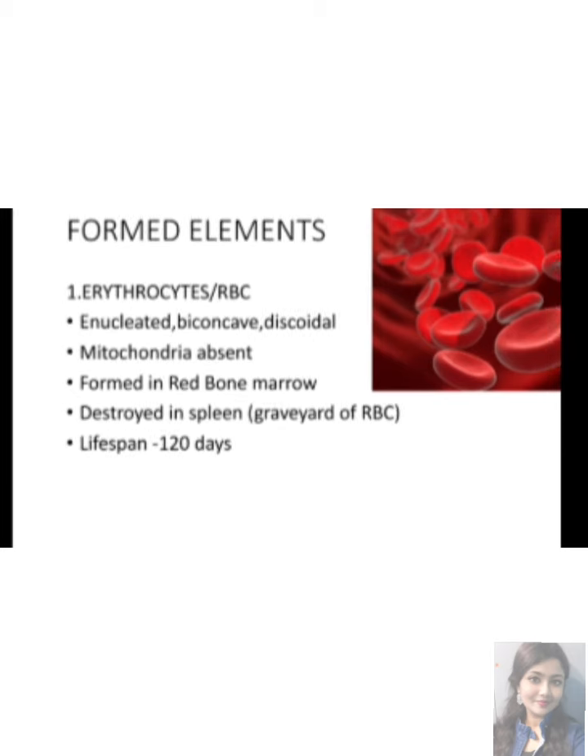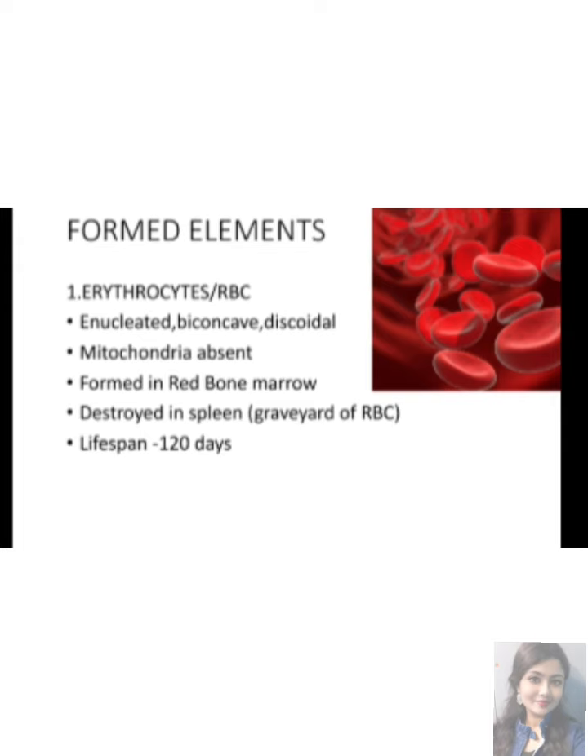What are the common features of erythrocytes? Erythrocytes are enucleated. We will not call it non-nucleated, it is enucleated, because in the earlier stages the RBCs have a nucleus, but while the RBC matures, there is no nucleus, so we will call it enucleated. So the RBCs are enucleated, biconcave, and discoidal. To be mentioned here that these RBCs are biconcave and discoidal to accommodate more hemoglobin.